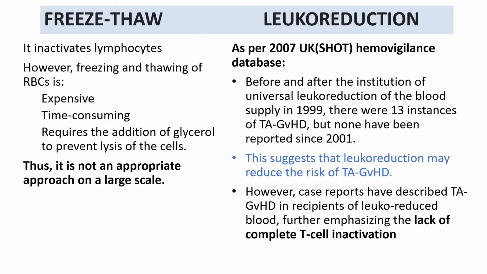Leukoreduction is another method. As per the 2007 SHOT database, before and after the institution of universal leukoreduction of the blood supply in 1999, there were 13 instances of TA-GVHD, but none have been reported since 2001. This suggests that leukoreduction may reduce the risk of TA-GVHD. However, several case reports have described TA-GVHD in recipients of leukoreduced blood, further emphasizing the lack of complete T cell inactivation and hence it cannot eliminate the risk of TA-GVHD.